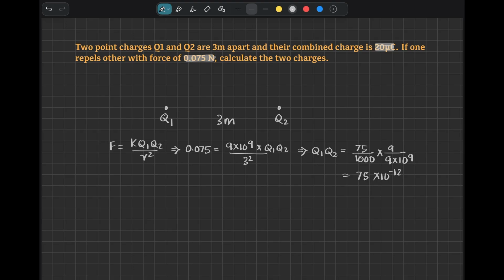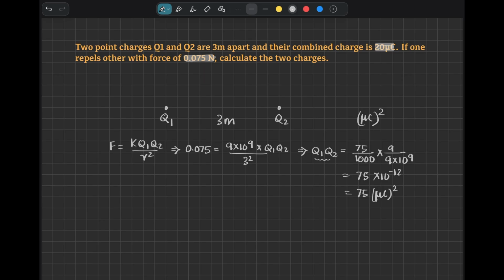Here, this 10 to the power minus 12 term, we can see it is 10 to the power minus 6 square, and 10 to the power minus 6, it is a product of two charges, right? And each charge is in microcoulomb unit. So their product will be microcoulomb square if we take the unit. So we can write it as 75 microcoulomb square. This is the unit.